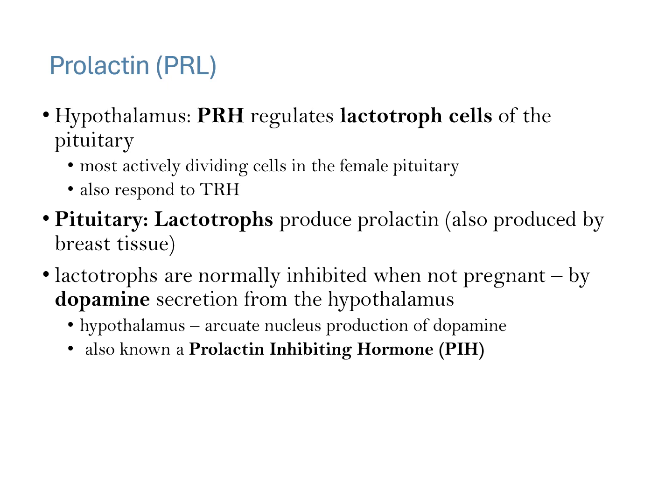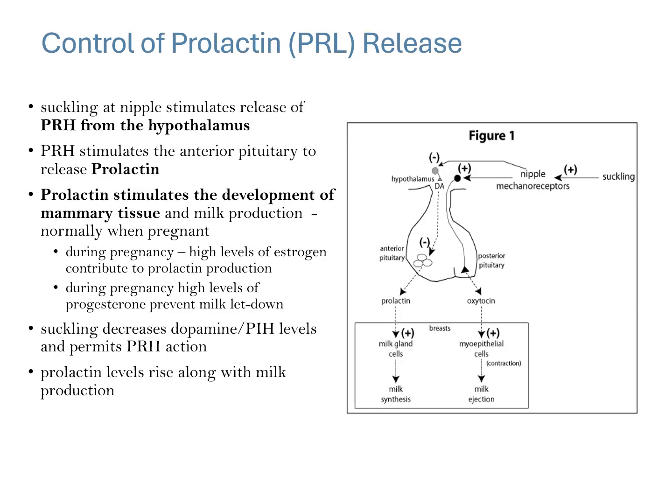Now, lactotrophs are normally inhibited in the non-pregnant female. This is because there is a certain level of dopamine secretion coming from the hypothalamus. Specifically, the neurons that produce dopamine originate in the arcuate nucleus, and you can actually call dopamine prolactin inhibiting hormone if you would like, because they are one and the same thing. How does prolactin work? Well, it's a positive feedback mechanism. Suckling at the nipple will stimulate the release of prolactin releasing hormone from the hypothalamus.